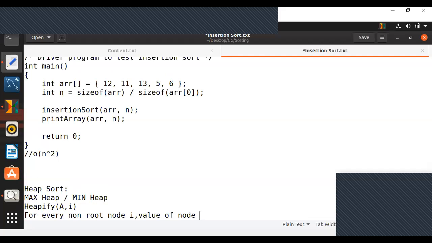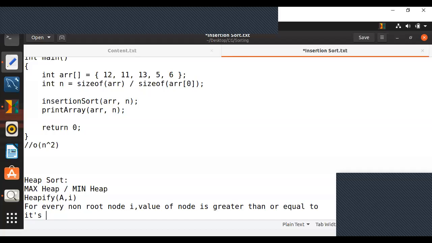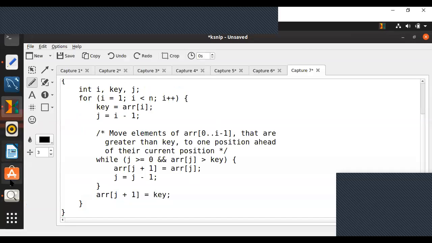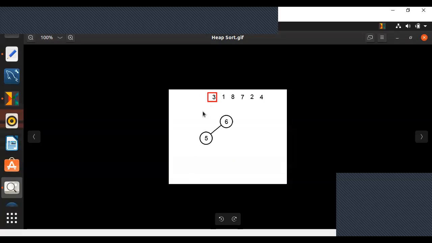the value of node I should be greater than or equal to its highest valued child. Remember, for every non-root node I, the value of the node should be greater than or equal to its highest valued child. Now, if you observe the diagram, when it starts storing here, observe this. This is max heap. Max heap is where the value of a node should be greater than or equal to its highest child.